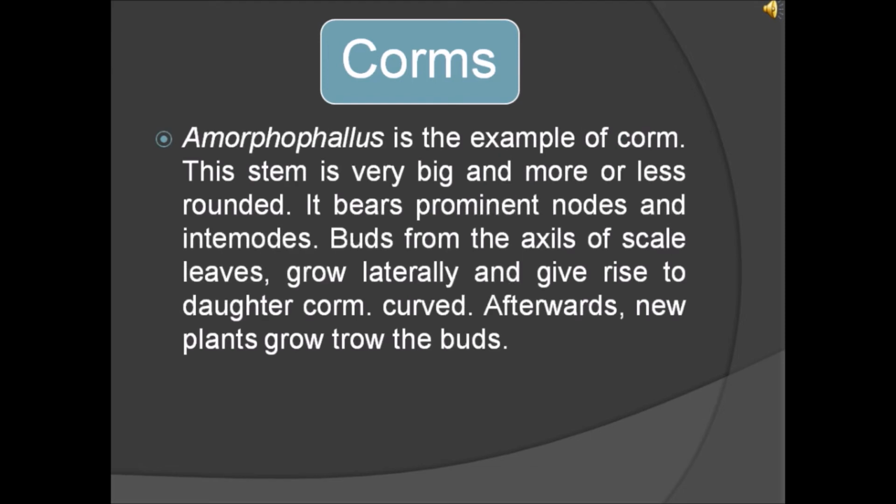Corms. Amorphophallus is the example of corm. This stem is very big and more or less rounded. It bears prominent nodes and internodes. Buds from the axils of scale leaves grow laterally and give rise to daughter corms. Afterwards, new plants grow through the buds.